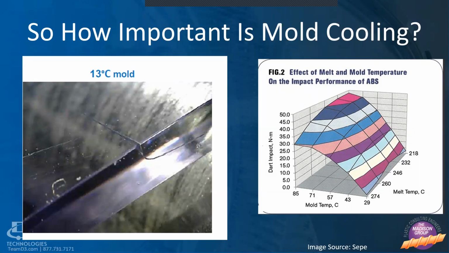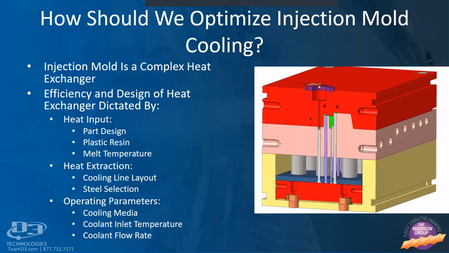So how important is mold cooling? I think that we've spent a good amount of time here saying it's very important. We want to make sure that we're paying attention to our mold cooling. So how should we optimize our injection mold cooling? Injection molding, we can think of as a contraption that's making parts, but we can also think of it as a complex heat exchanger. And the efficiency and design of our heat exchanger is going to be dictated by our heat input. That's talking about our part design, optimizing that, the material we're selecting, and the melt temperature we choose to run that material at.